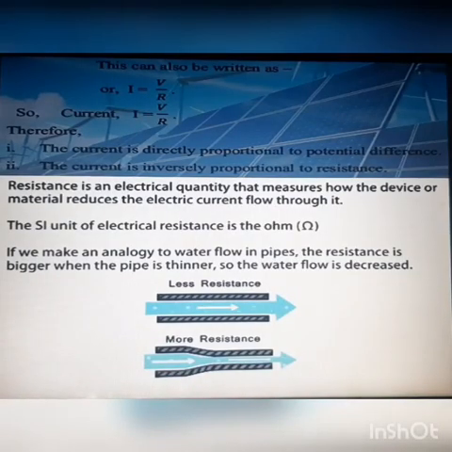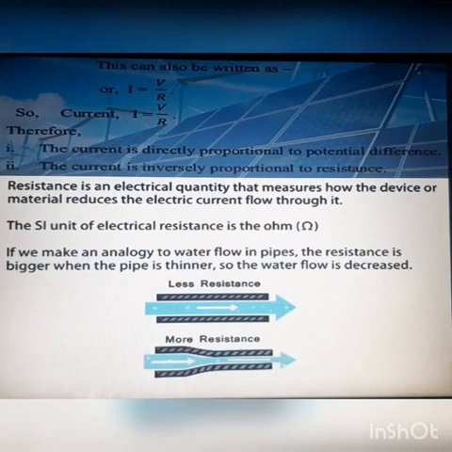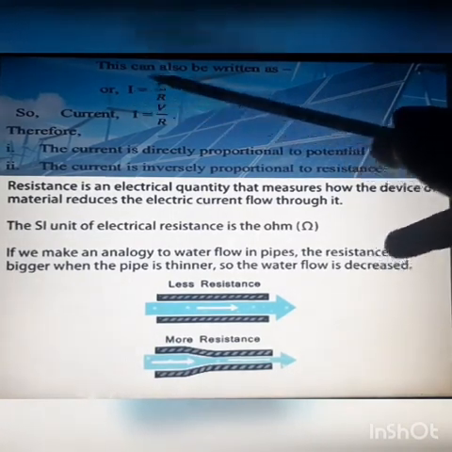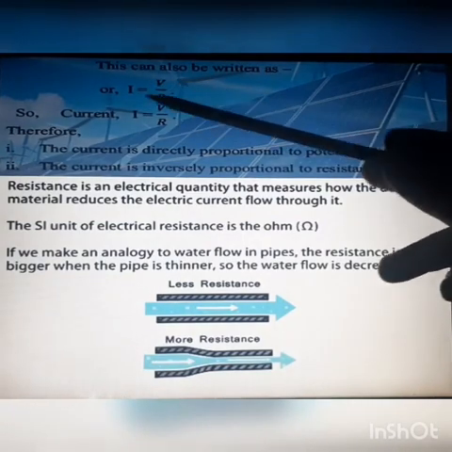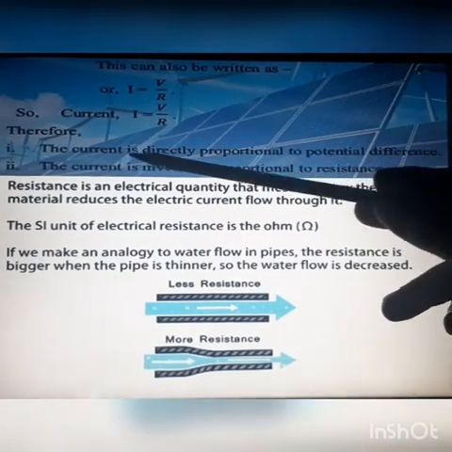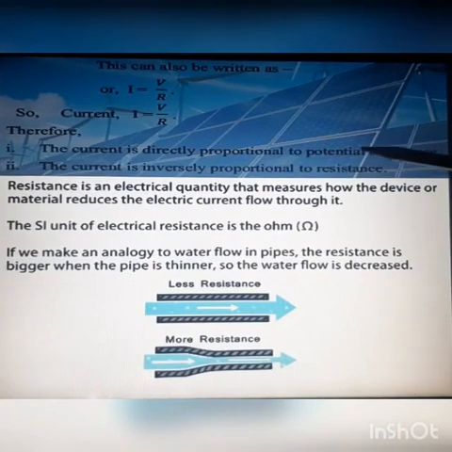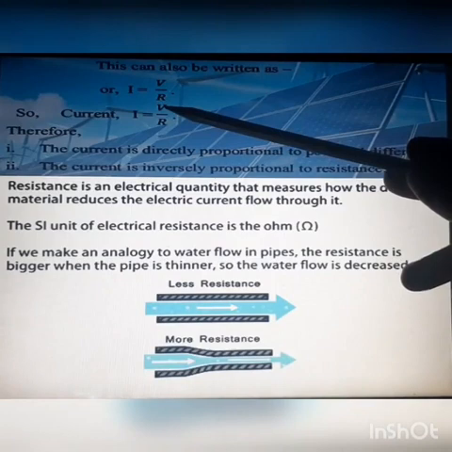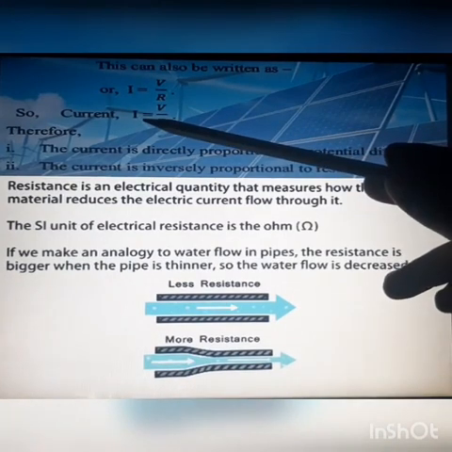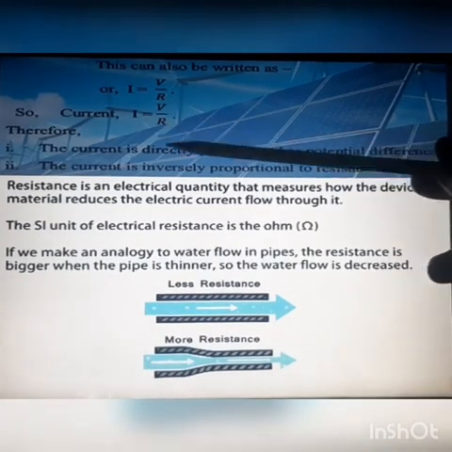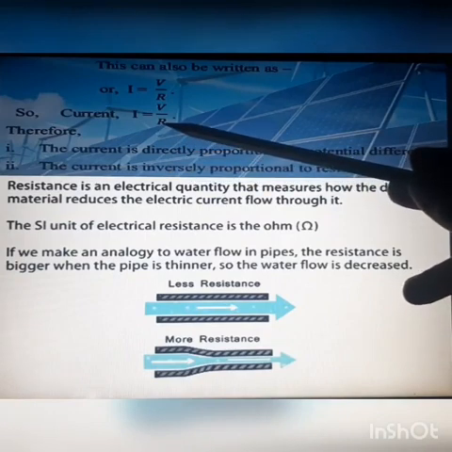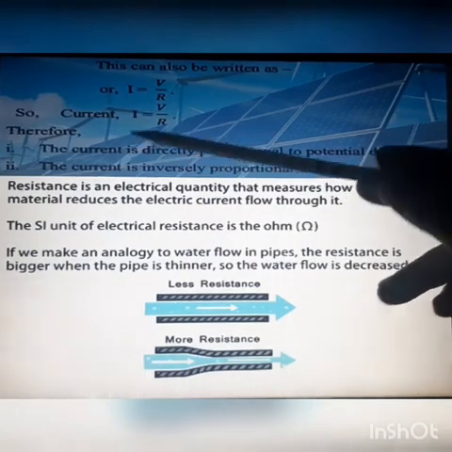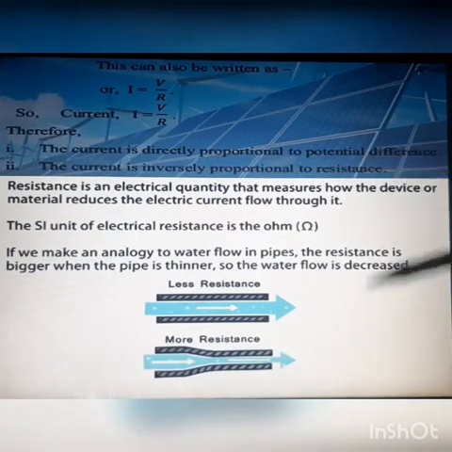We have just learned from Ohm's law that V equals IR. That same equation can also be written as I equals V by R. From this equation, we can say that current is directly proportional to the potential difference. That is Ohm's law. That means if V increases, I will increase. From this same equation, we can also say that if R increases, then I will decrease. That means current is inversely proportional to resistance.